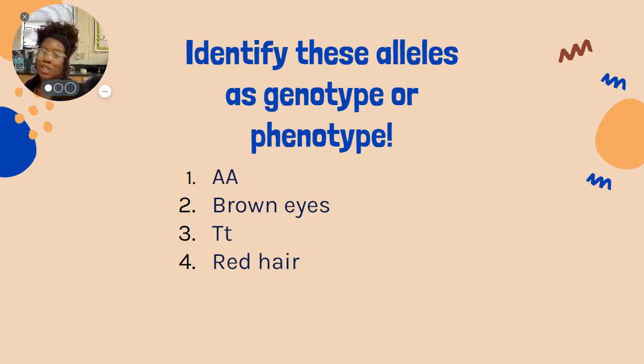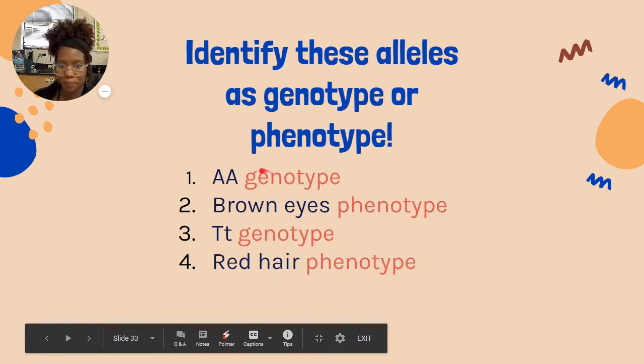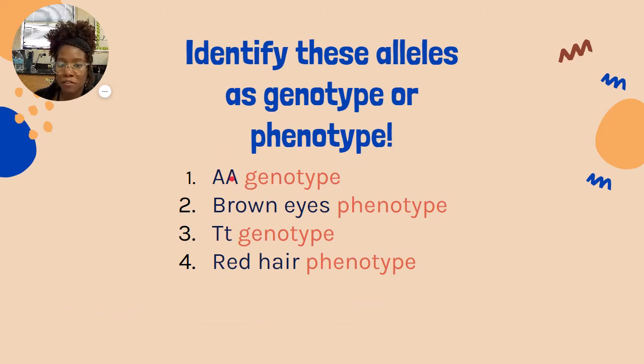So identify these alleles as genotype or phenotype. So number one, AA. Would that be a genotype or would that be a phenotype? That's going to be a genotype. Brown eyes, would that be a genotype or a phenotype? Well, this is a physical characteristic that you can actually see, so that is going to be a phenotype, a physical characteristic. How about TT? Genotype. Red hair, phenotype. So again, genotype is the type of gene. So what did you get from mom? What did you get from dad? While the phenotype is the actual characteristics that are seen.